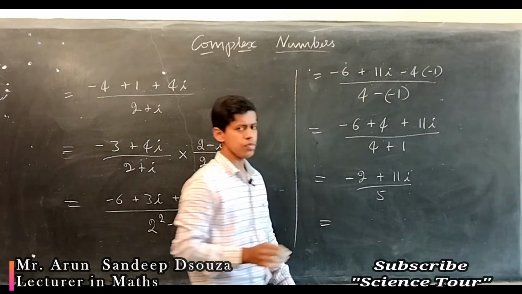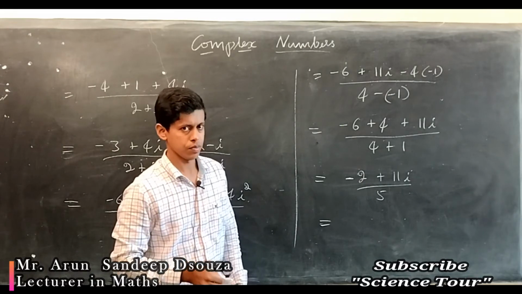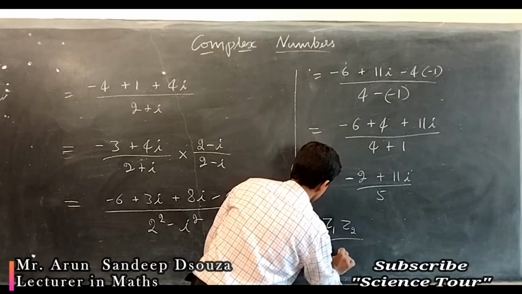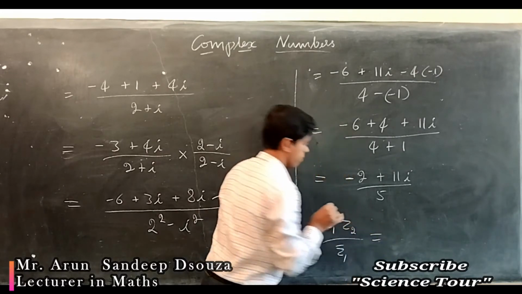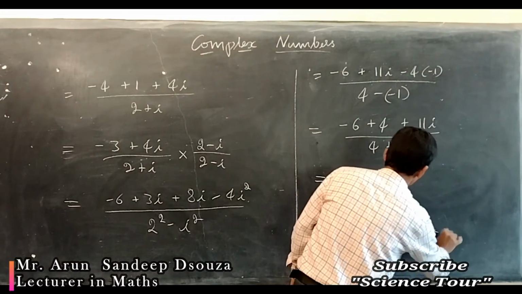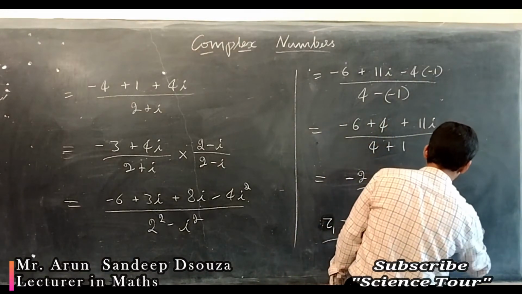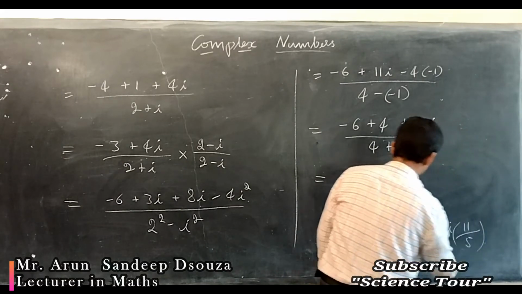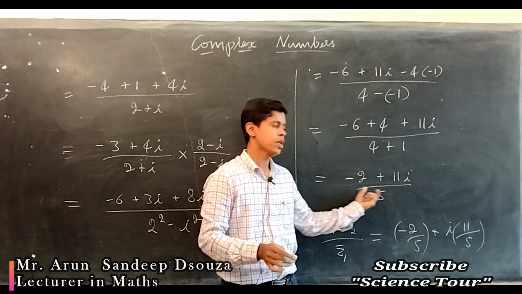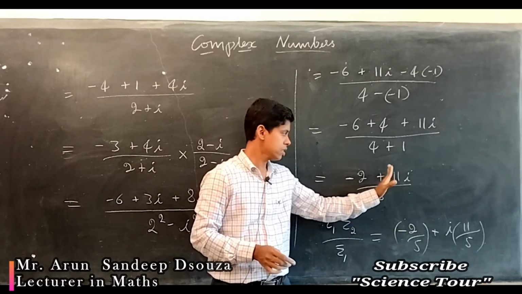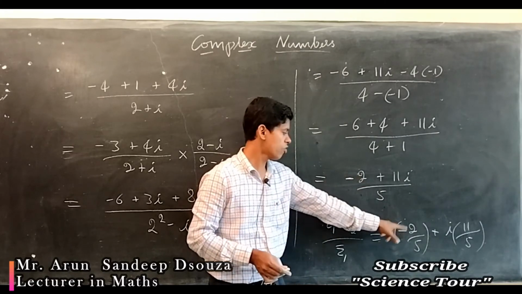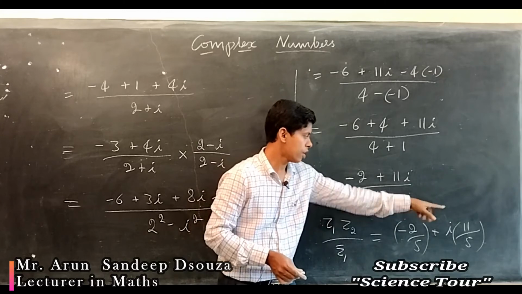So now I have to separate them. See, what is this actually? Z1 Z2 divided by Z1 bar, correct? Okay, so this is minus 2 by 5 plus i into 11 by 5. Did you understand that? I just took that denominator here and this denominator there. I just separated the numerator. Okay, so minus 2 by 5, 11 by 5.